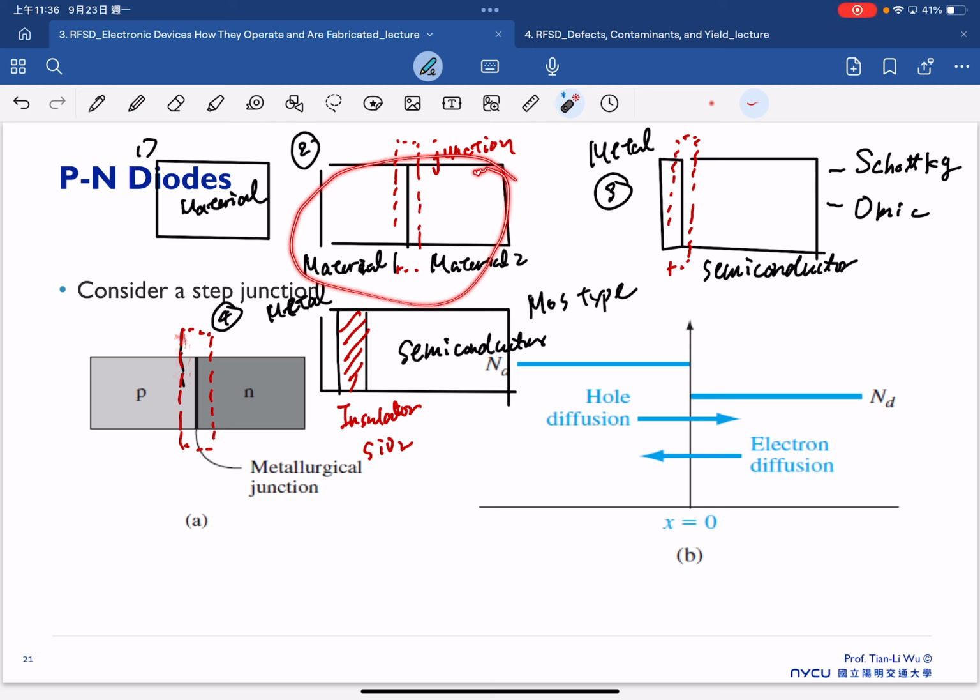Okay, so now for material 1 and material 2 combined, we can use the PN diode as the most basic structure. The PN diode is basically where you put P-type doping combined with N-type doping, and in between we form the metallurgical junction, which we usually call a PN junction.